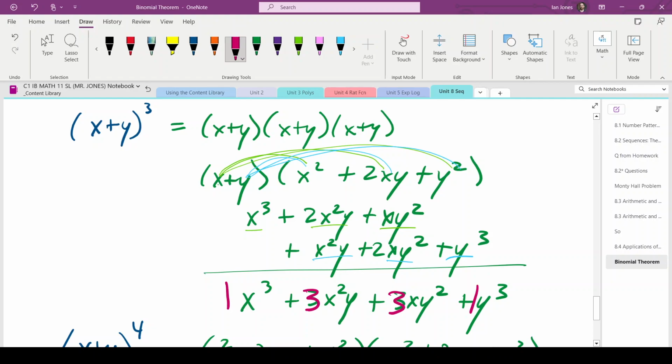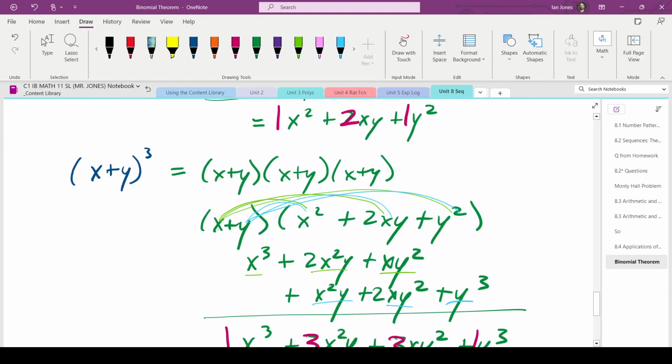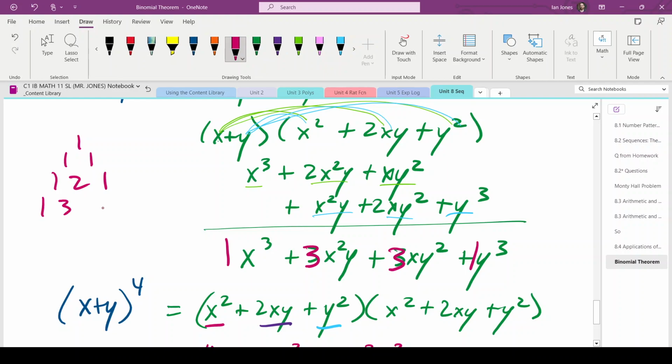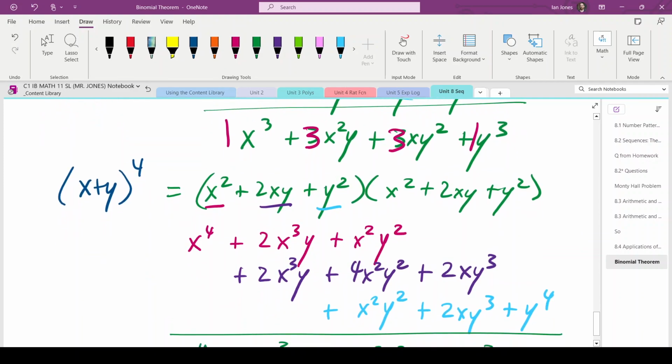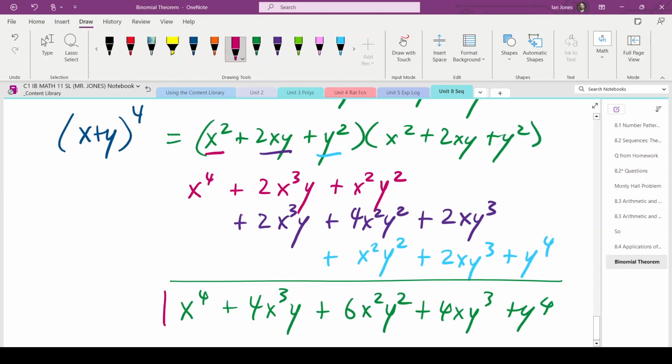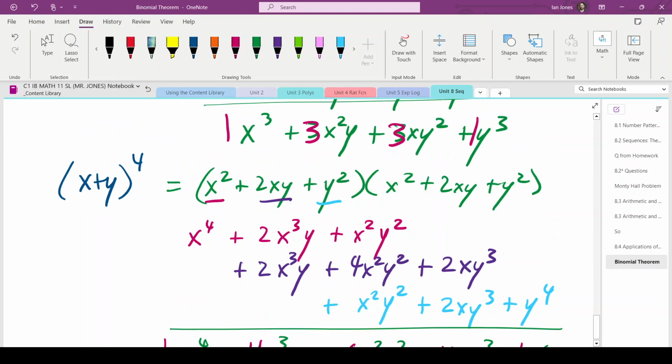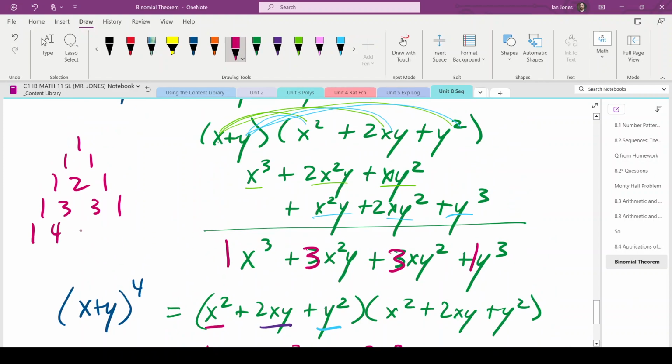What have we got so far? So the first one was a 1, then we had a 1 and a 1, then we had a 1, 2, and a 1, and now we have a 1, 3, 3, and a 1. What the heck is this? Can you believe it? Look at this. x plus y to the fourth. I have a 1, 4, 6, 4, 1. What the heck is this?